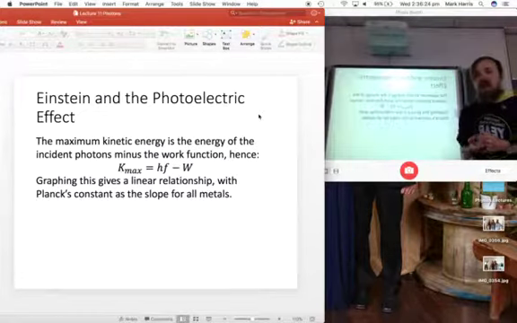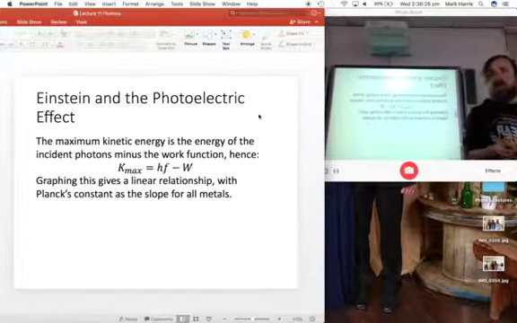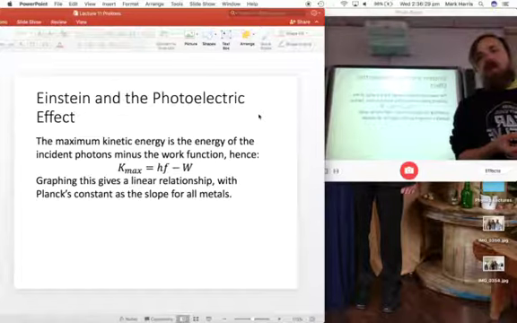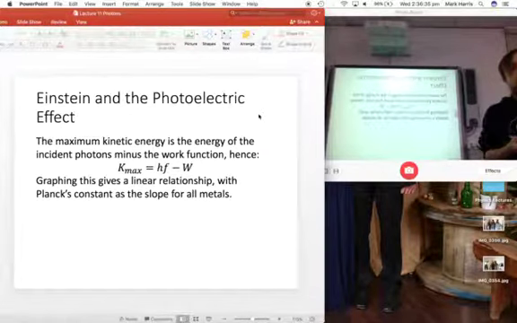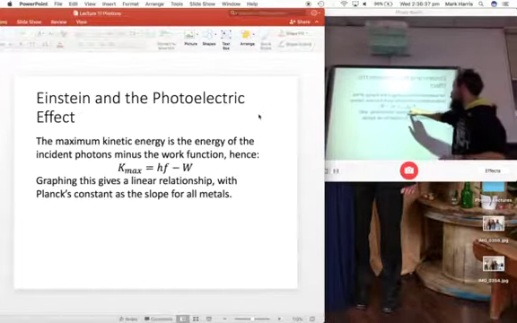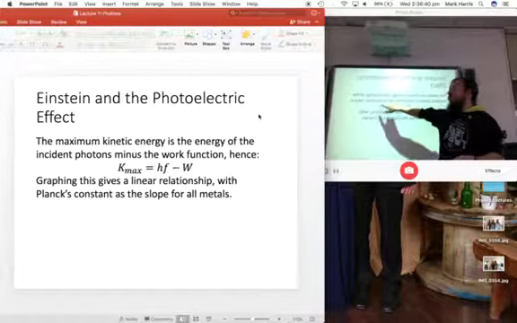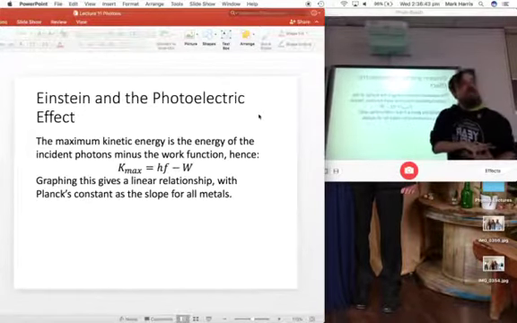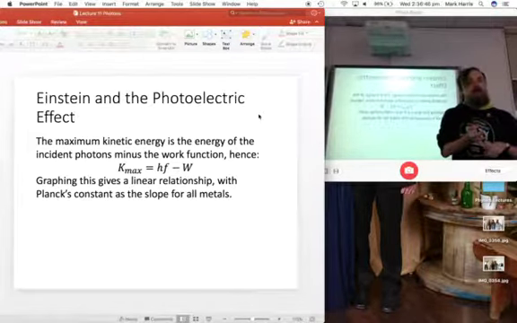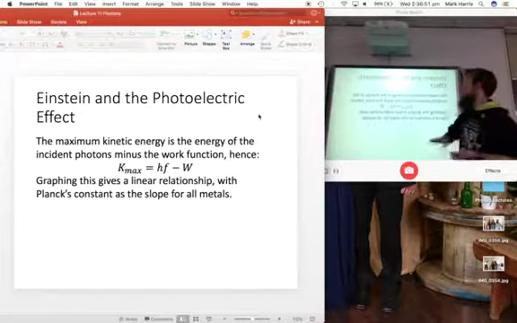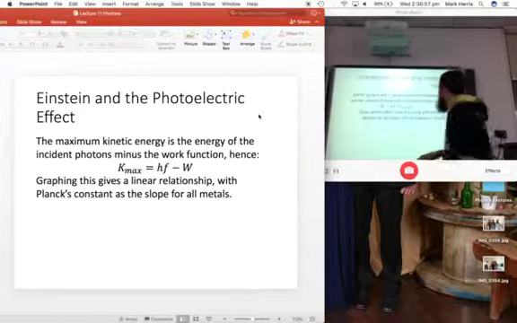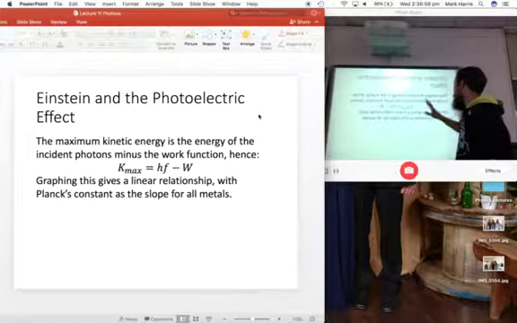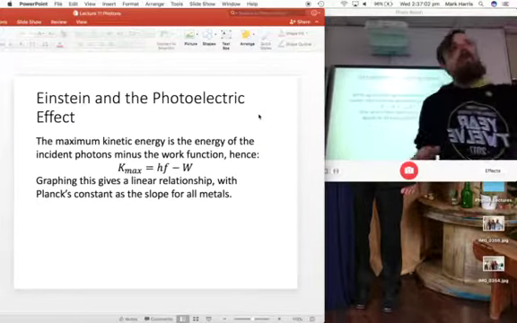Cool. The maximum kinetic energy of the electrons is the energy of the photons minus the work function. So that is Kmax is hf take W. The questions you'll be doing for this topic will give you the work function, they'll give you the frequency, and they'll ask you to find the maximum kinetic energy. Work it out like that. Graphing this gives us a linear relationship, and it will give us Planck's constant as the slope, which we'll be doing.